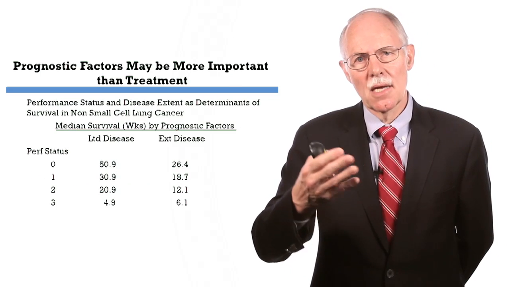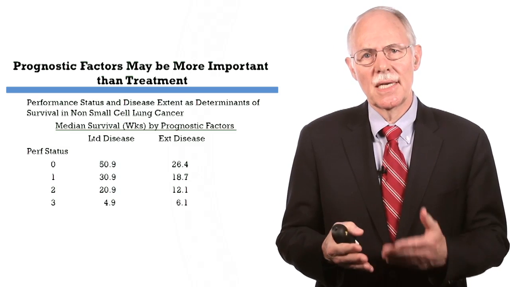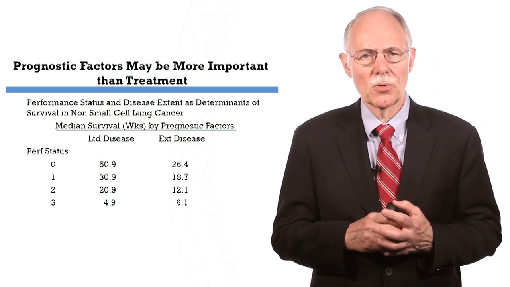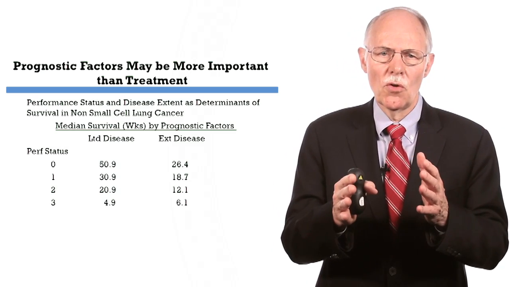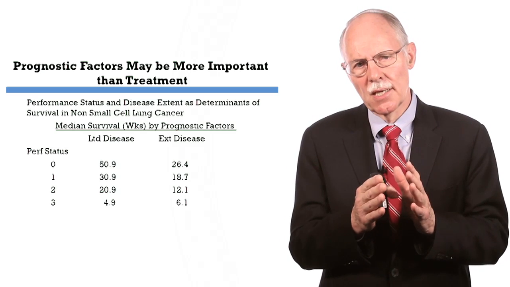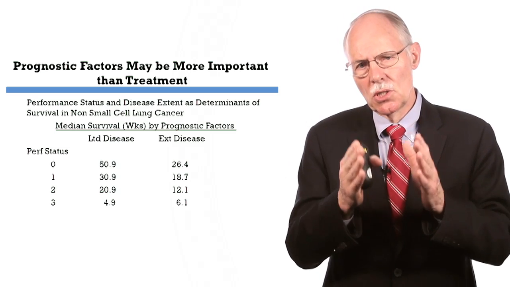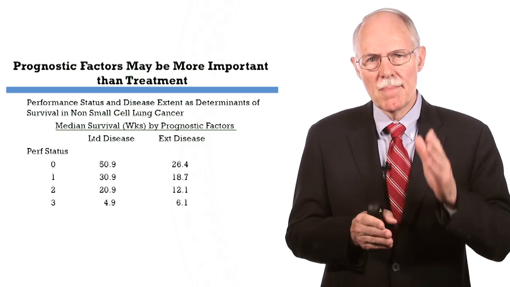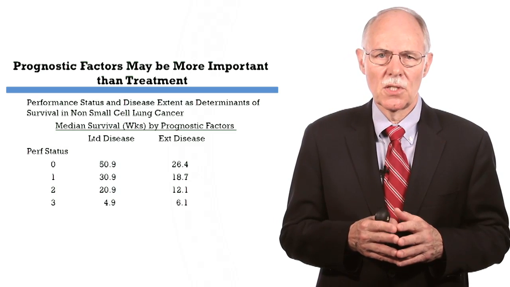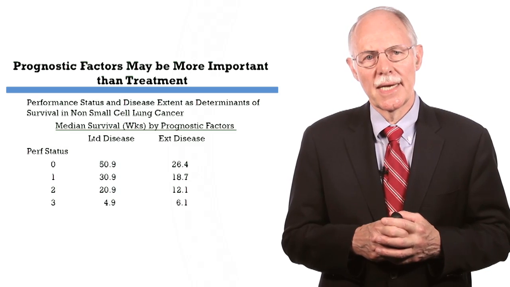Finally, I'd like to say that prognostic factors may be more important than treatment, and here's an example from a study of survival in patients with non-small cell lung cancer. I've shown you 2 covariates, limited disease compared to extensive disease, and performance status, where 0 is the best performance status and 3 is the worst. Notice just in the patients with limited disease, the median survival is 50.9 weeks for patients with performance status of 0 and only 4.9 weeks for patients who are in performance status 3.